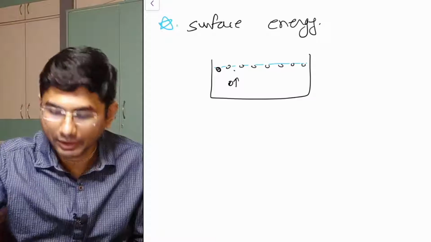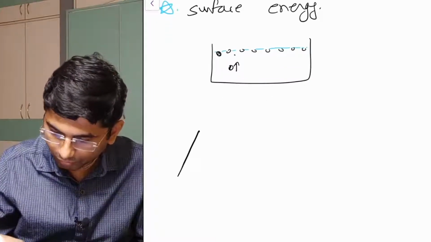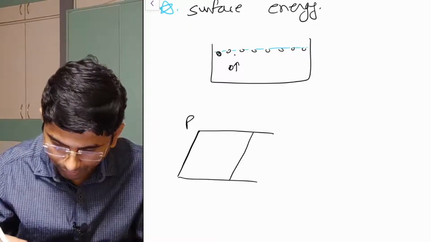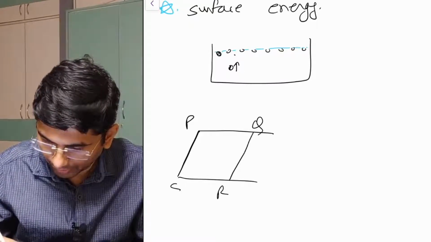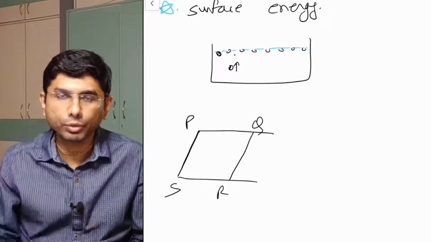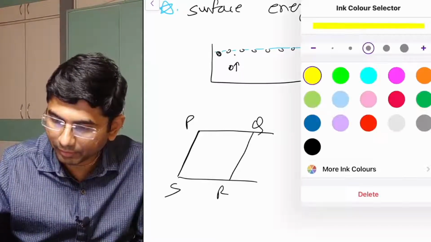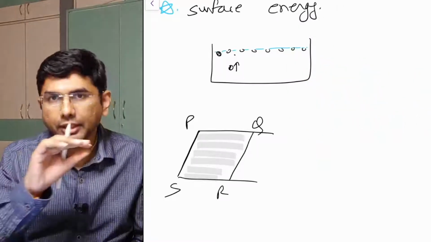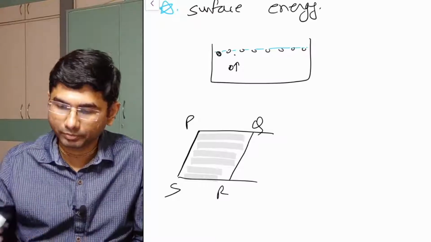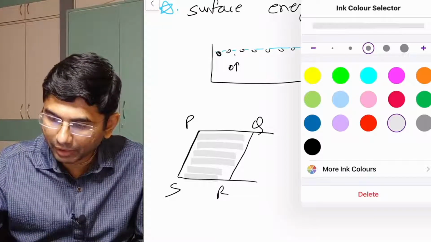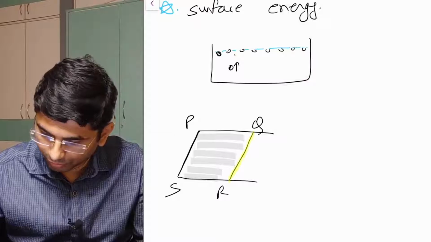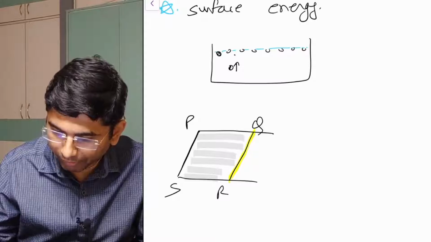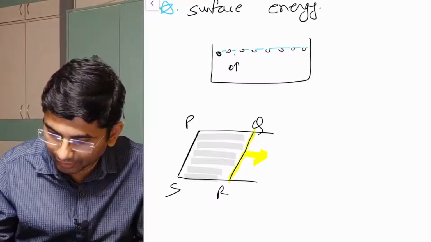Now just consider, I am making a frame here. There is a frame P, Q, R, S. Now this frame is dipped inside a soap solution, and when it is dipped, there is a thin film of soap solution. Now this part RQ is able to move. I can shift this part, it is a movable part. I can move it in this direction.